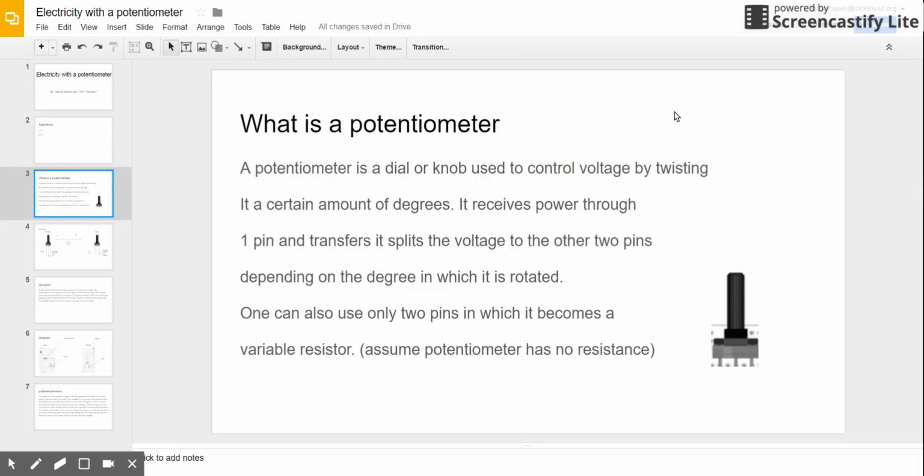A potentiometer is a dial or knob, as shown, used to control voltage by twisting it a certain amount of degrees. It receives power through one pin and transfers it and splits the voltage to the other two pins, depending on the degree in which it is rotated. One can also use only two pins in which it becomes a variable resistor.